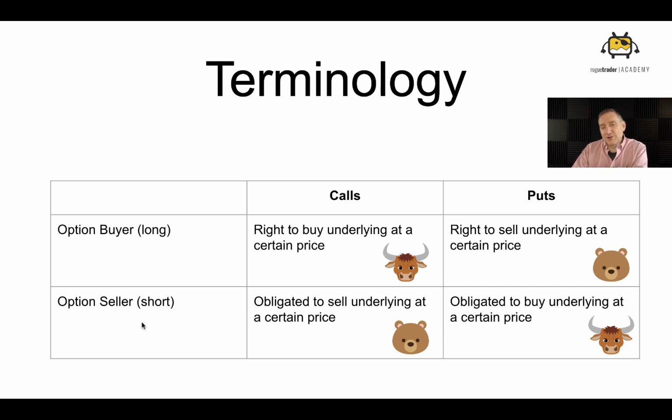On the other side of the equation is the short seller, or the person who sold it short. They're obligated to sell if it gets assigned to them. And on the put side, they're obligated to buy the underlying at that specific strike price.